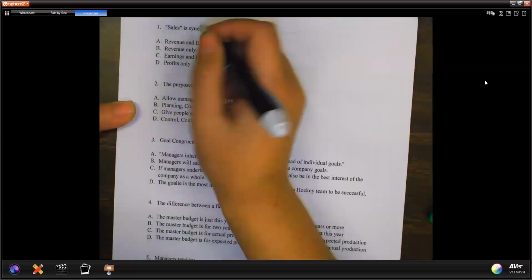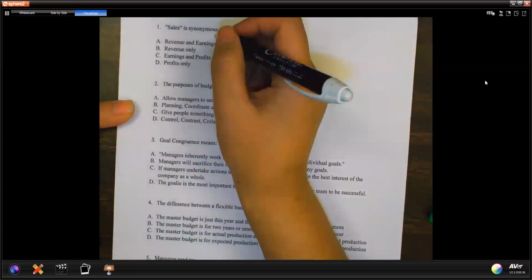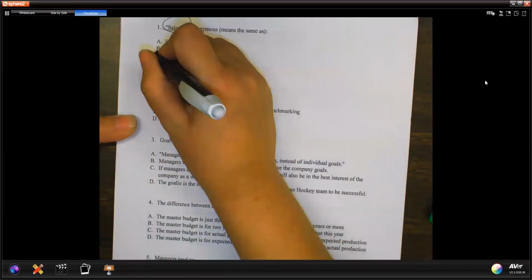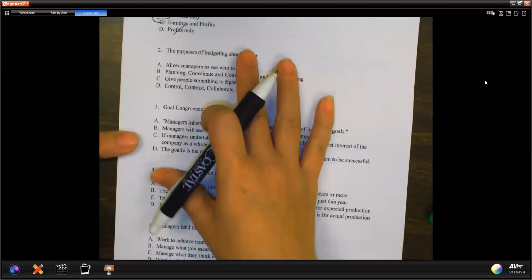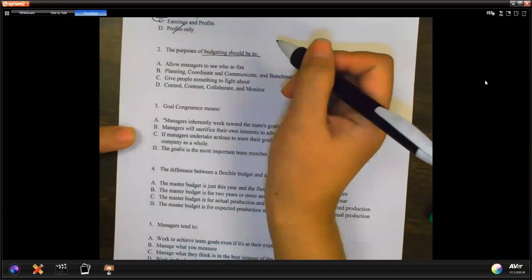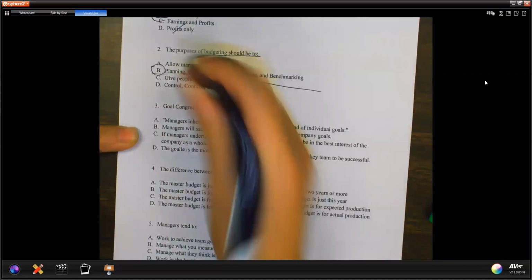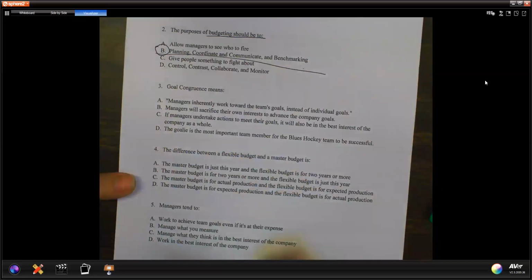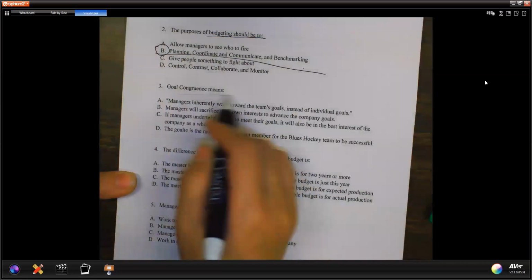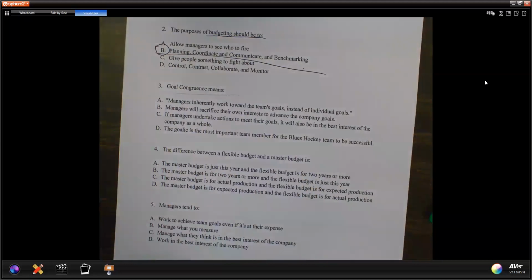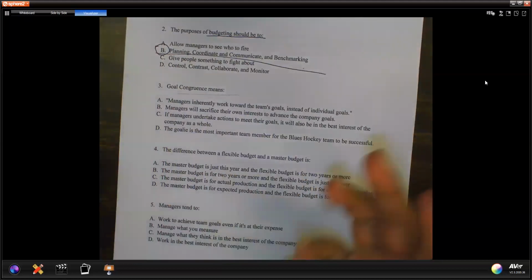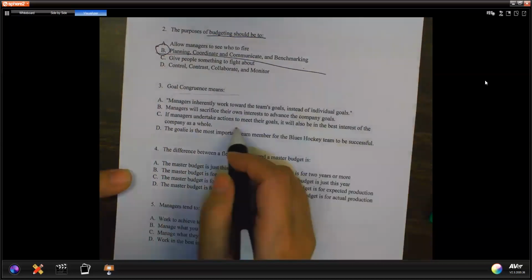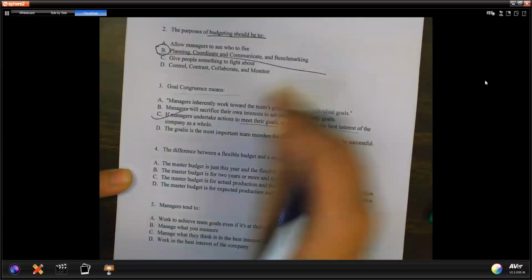Sales is similar to revenue, right? So earning profits, they are not sales. The purpose of budgeting, we said, is to plan and control, and this is from your chapter 9, I believe. Next one, goal congruence, we said, basically is that your manager and the CEO are the same. My interest is my parents' interest. Nobody will sacrifice. So if your manager does something, that will also benefit the company.